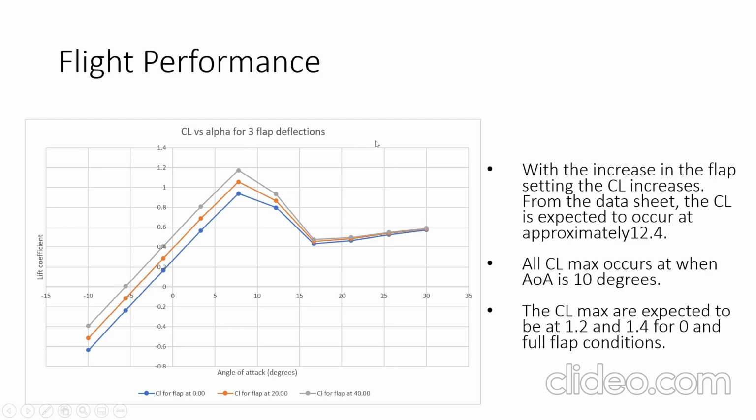For the flight performance, as can be seen in this graph, the CL versus alpha is plotted. With the increase in the flap setting, the CL increases. From the data sheet, the CL max is expected to occur at approximately 12.4, and as can be seen here, all CL max occurs when the angle of attack is at approximately 10 degrees. The CL max is expected to be 1.2 and 1.4 for 0 and full flap conditions.